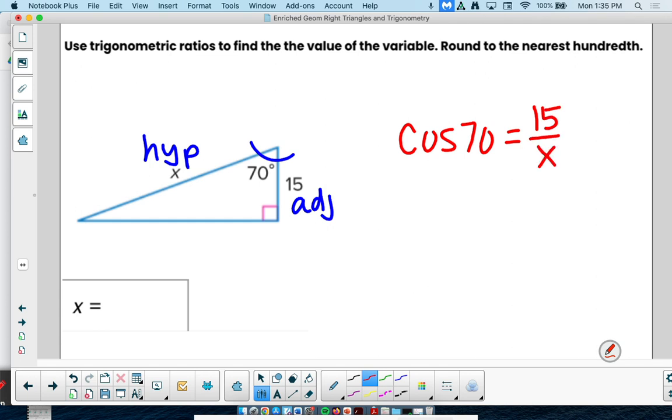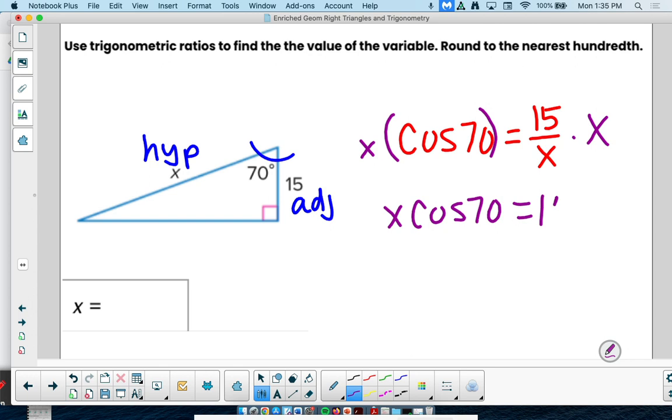Perfect. Do you multiply by 15? I know this one's kind of goofy, right? How am I going to get rid of this x over here? Right now I'm dividing by x, so how are you going to undo that? Multiply by x. So x times the cosine of 70 equals 15.